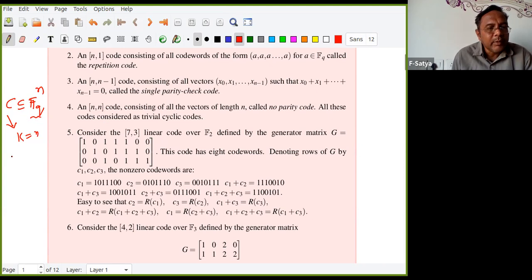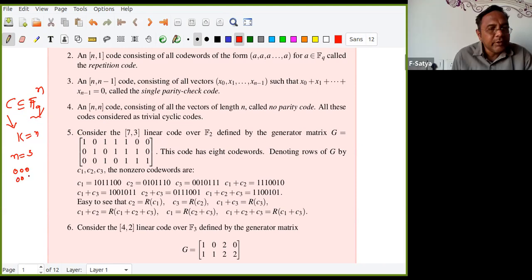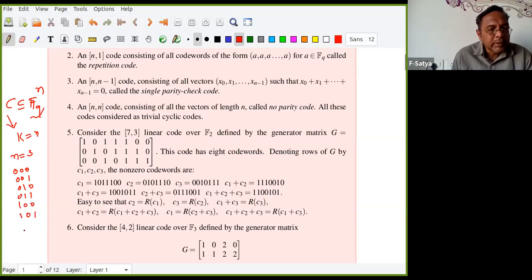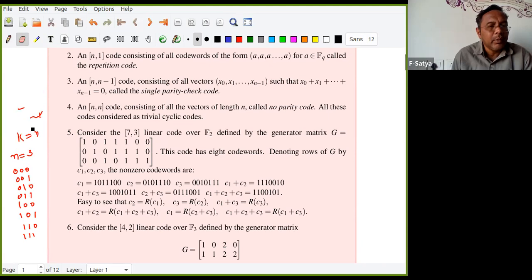So can you tell me the n equal to 3 case? What is my C? F_q power 3. That is 000, 001, 010, 011, 100, 101, 110, 111. All 8 vectors. Is it not linear? Is it not cyclic? Clearly cyclic, even if I shift, it is going to be here only. So this is also a linear and also a cyclic code.